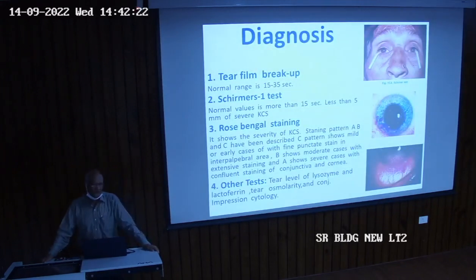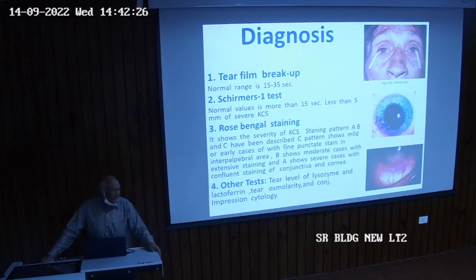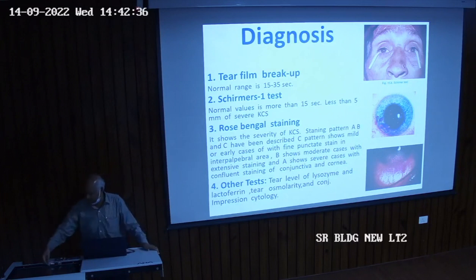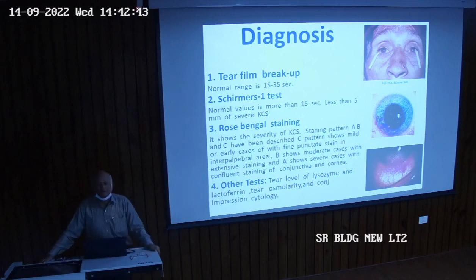How will you diagnose dry eye? There are certain tests. Tear film breakup time: once the tear film is formed, we see the breakup time. How will we test this? Normal is 15 to 35 seconds. Two drops of fluorescein dye are instilled in the lower fornix. Blink once. Sit in front of the slit lamp, make a slit, and you will see a green line. Continuously observe it. Whenever a dark spot comes in that line, that is the tear breakup time.